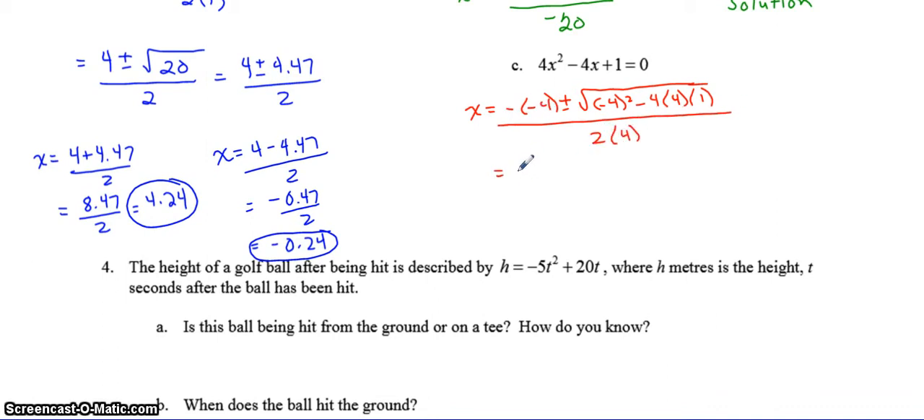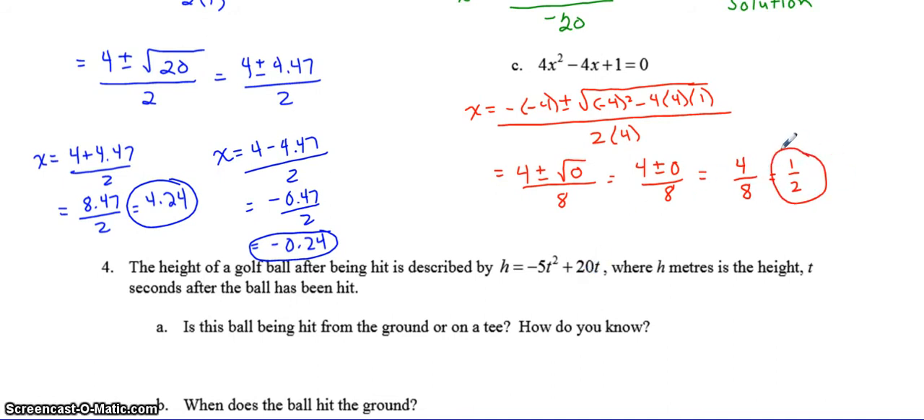The double negative makes a positive. And using your calculator, when you calculate this under the square root sign, you end up with a 0. And the square root of 0 is just 0. So if you were to add 0 or subtract 0, it's not going to change anything. So in this case, you just have one solution of 4 over 8, or 1/2 in lowest terms.